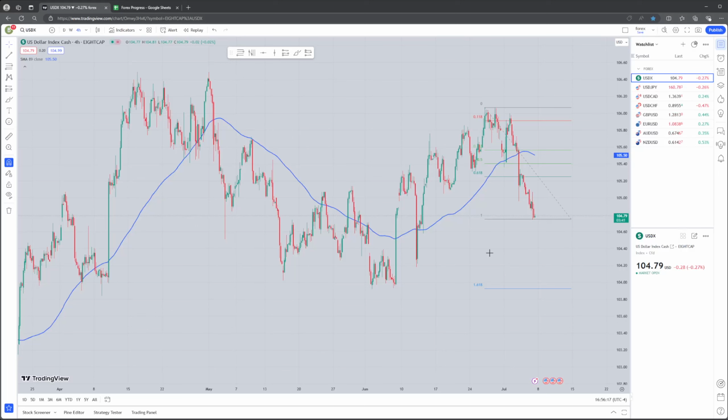Happy Friday, and let's continue our Forex technical analysis for swing trading. Okay, let's start with the USD index chart.